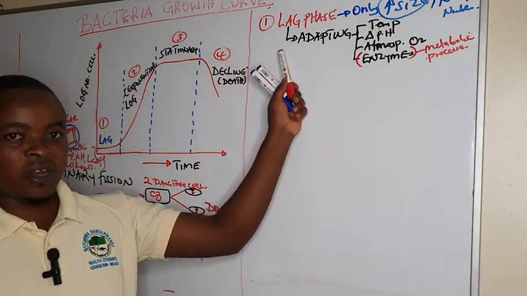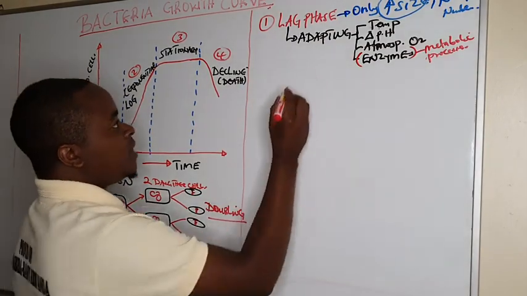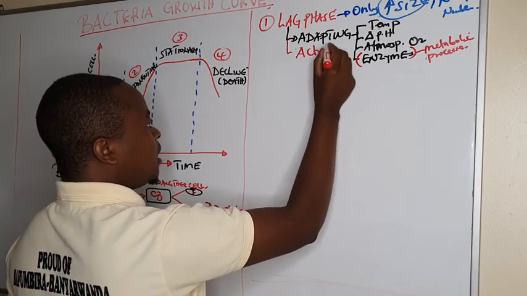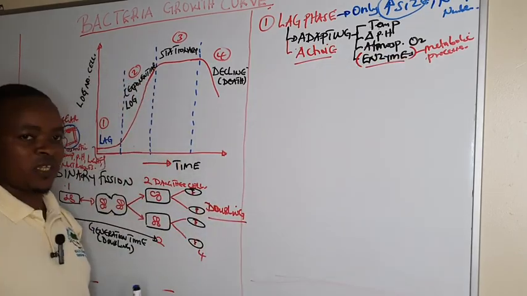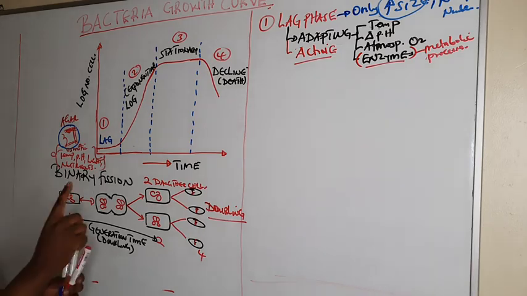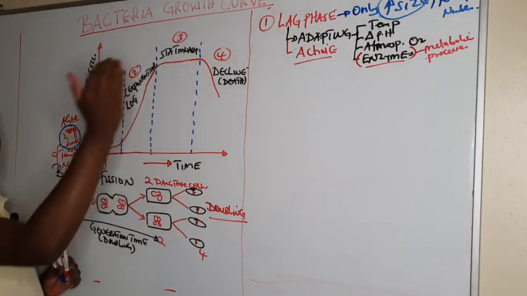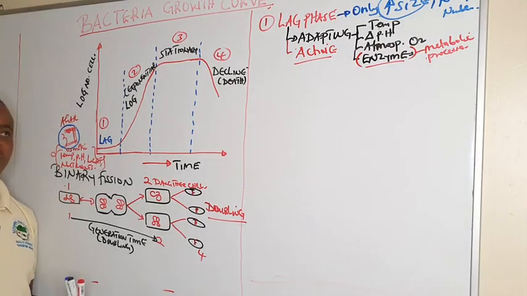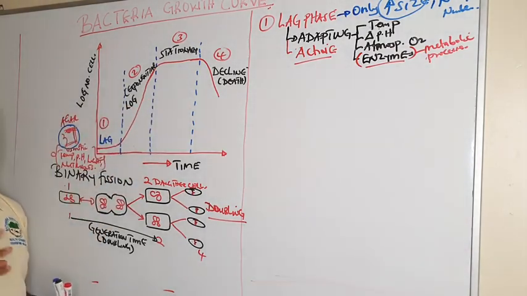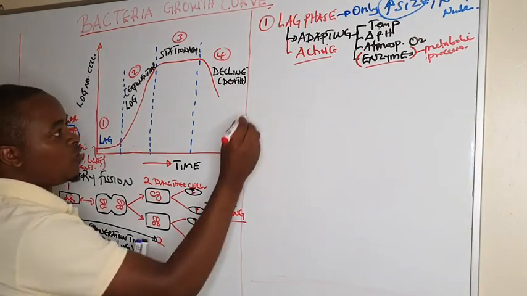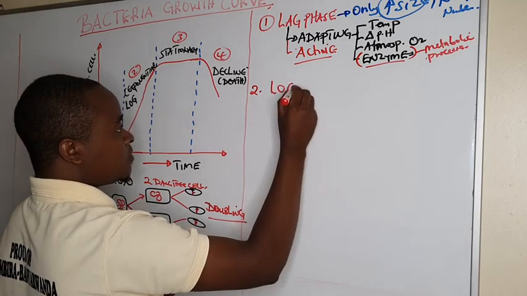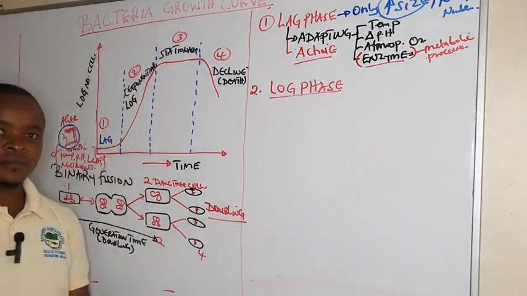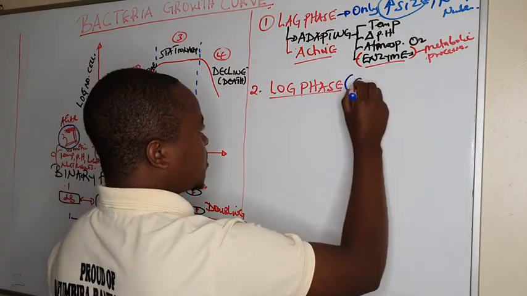And at this point of lag phase, the bacteria is metabolically active. Here the bacteria is not dead, it is metabolically active. That's why we see there is formation of new enzymes that are required. Then from there, after getting the necessary enzymes to carry out metabolic processes, after adapting to the environment, and after increasing in size, we go to the second phase, which we are going to call log phase. And this log phase, you can also call it exponential phase.